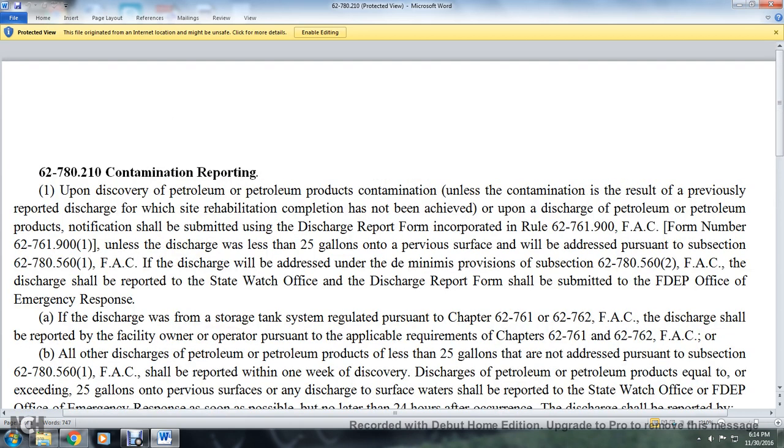Contamination report. Upon the discovery of petroleum product contamination, unless the contamination is the result of a previously reported discharge for which site rehabilitation completion has not been achieved, or upon discharge of a petroleum product, the notification shall be submitted with the discharge report form, Form Number 62-761-901 under Rule 62-761-900 of the Florida Administrative Code, unless the discharge is less than 25 gallons onto a pervious surface and will be addressed pursuant to subsection 62-785-61.